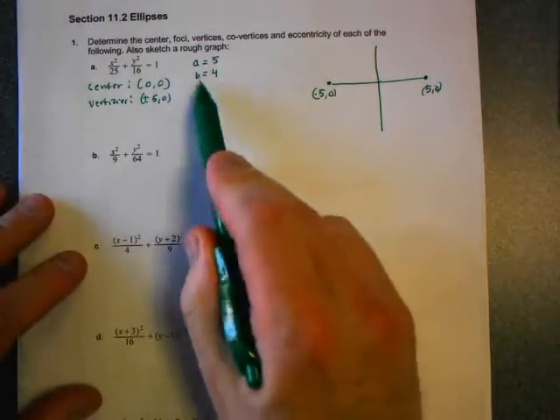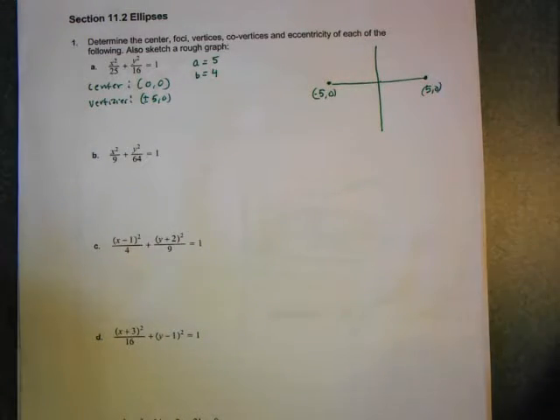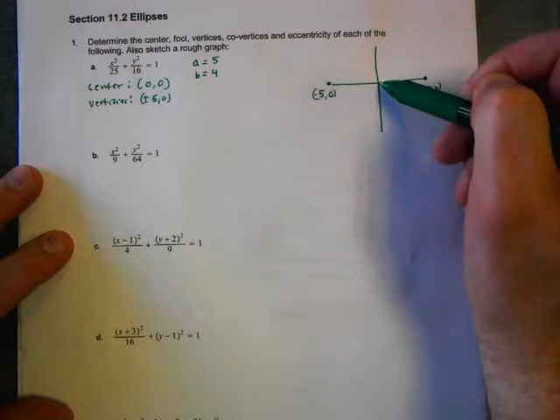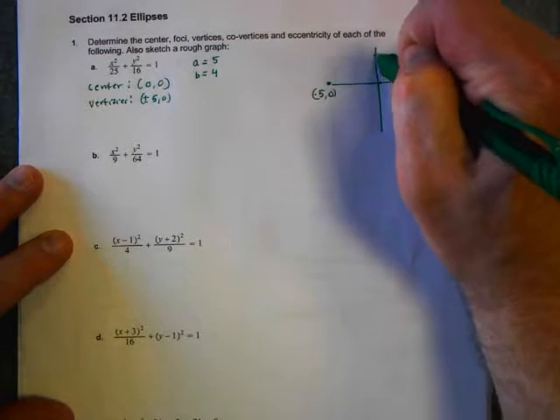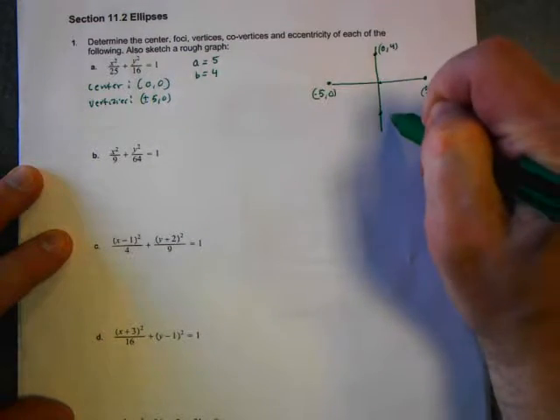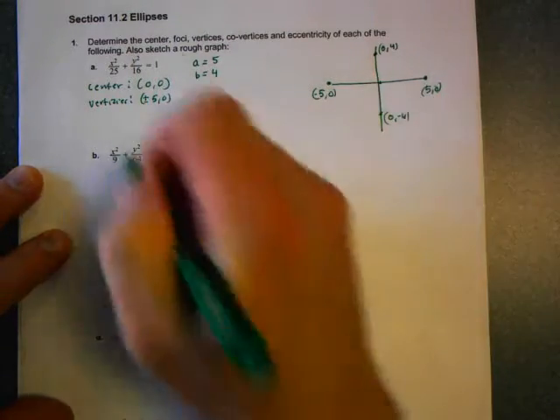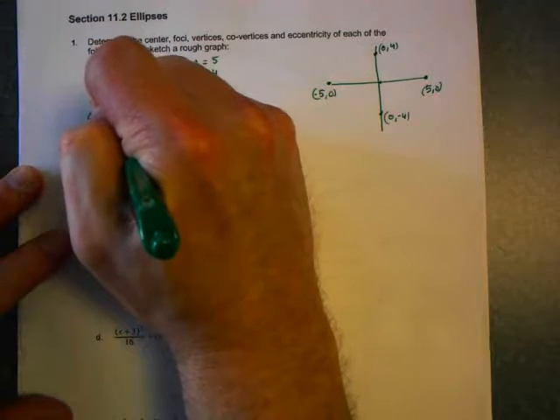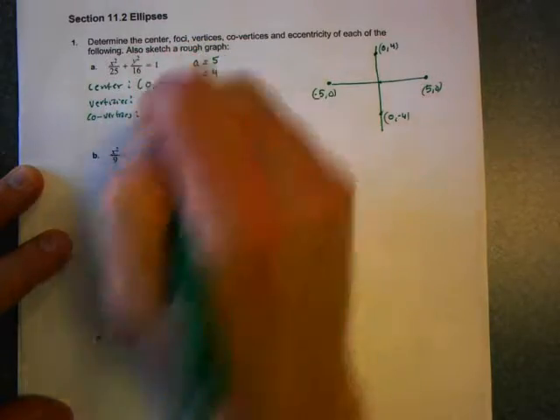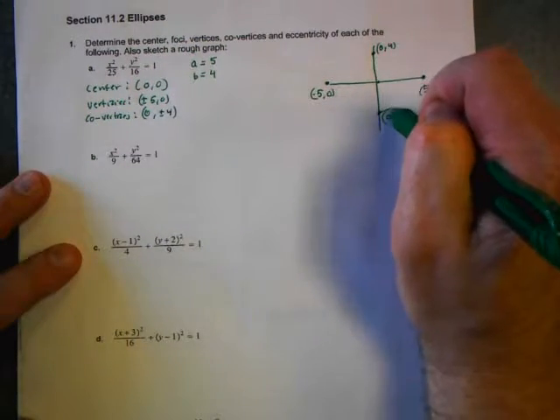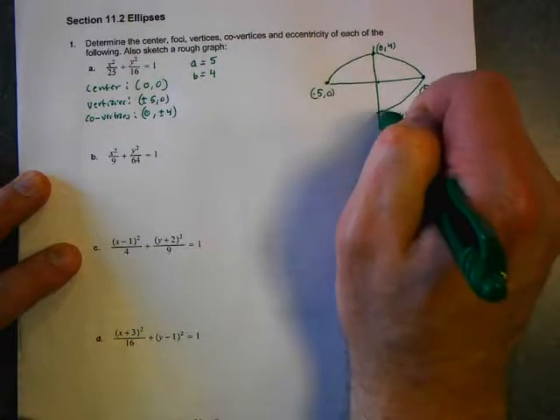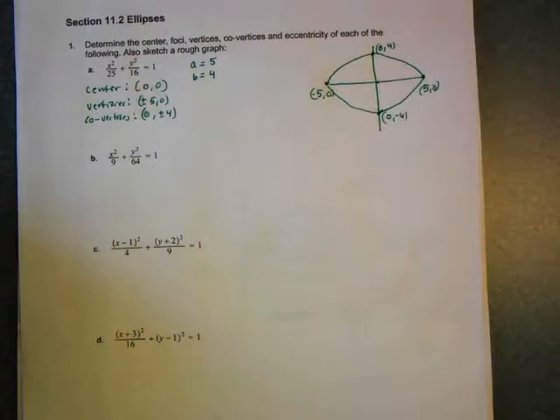Okay, what's the b number tell me? My co-vertices. So again, I start at my center, which happens to be the origin. I would go up 4 and down 4. So I would have 0, comma 4 and 0, comma negative 4. There's my co-vertices: 0, comma plus or minus 4. Alright, so I can draw a picture now. There's my ellipse.